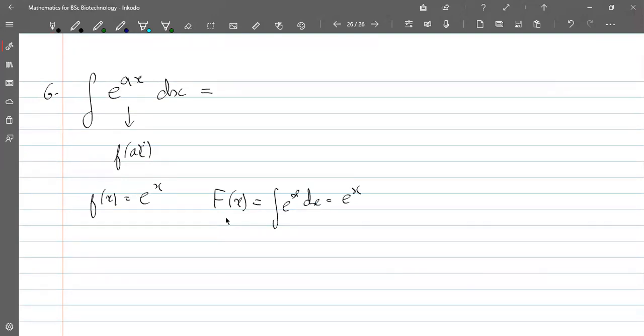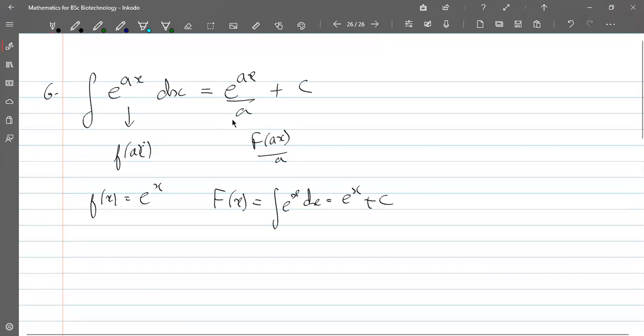So on this side, I should get capital F of ax by a. This is capital F of x, so here I should get e to the power ax by a, plus c. Is this clear? And again, you can always check by differentiating this. If you differentiate 1 by a e to the power ax, you get e power ax, which is indeed this thing. Is that clear?